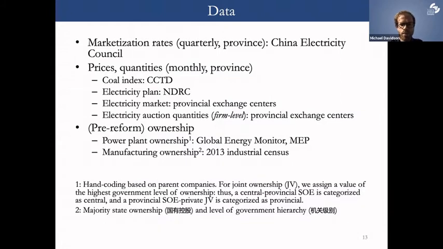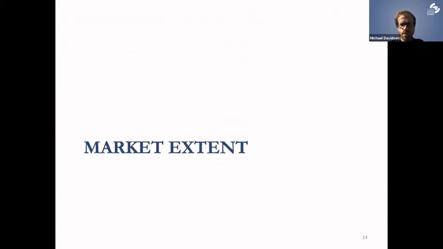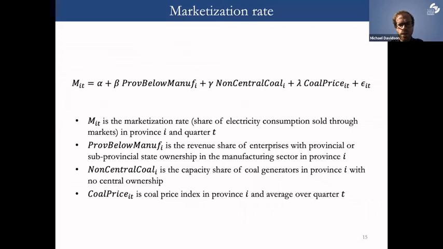And then we also use some pre-reform ownership covariates based on a couple of other data sets. So first, the market extent. We're trying to predict the marketization rate by province, so that map I showed you at the beginning, over time. And we're looking at the contribution of the ownership shares at the provincial or lower level in the manufacturing sector as an example of a consuming industry that is a large electricity consumer.